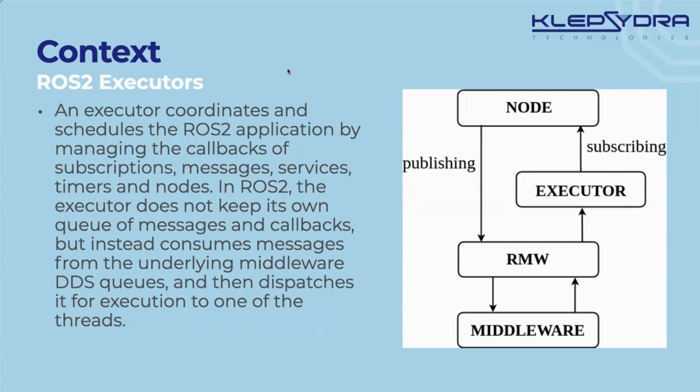Going further into what the executor is, like I mentioned, the executor is not directly connected to the middleware, but is actually connected to the RMW in order to receive and send messages to the middleware. So this is a very important element of ROS2, because even a very fast executor doesn't mean that the system will be fast. There is a strong dependency of the application performance on the RMW, but this is out of the scope of this research.